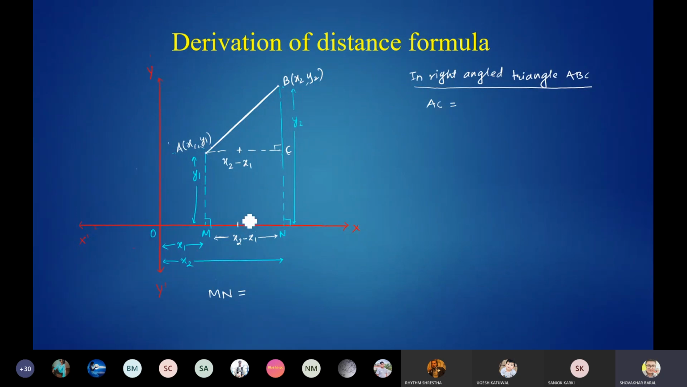Do you understand or not? So I can write here MN is x2 minus x1, and let's find this BC also again.